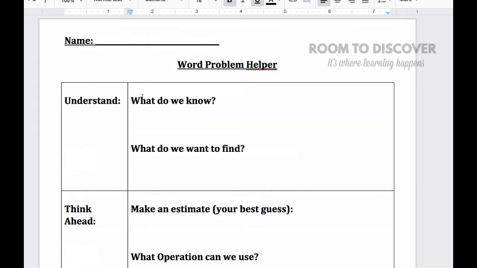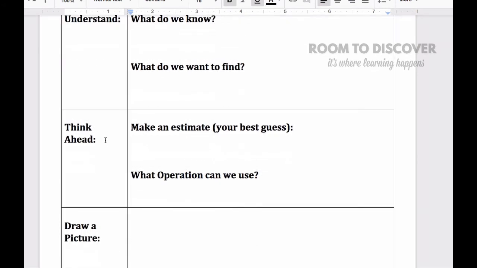Sometimes they're not picking out the right information, right? Or sometimes they're not picking out what the problem is asking. So by using this template, it's a way to scaffold the student and also an assessment for us so that we can figure out if they are having a difficulty, where are they going wrong, instead of just saying, oh, they didn't know how to do the word problem. So first, understand. Next is think ahead.